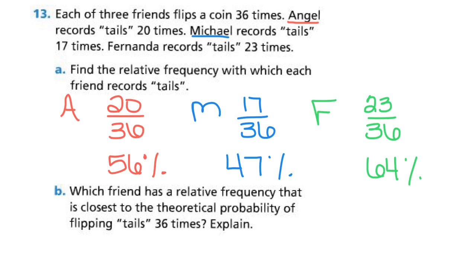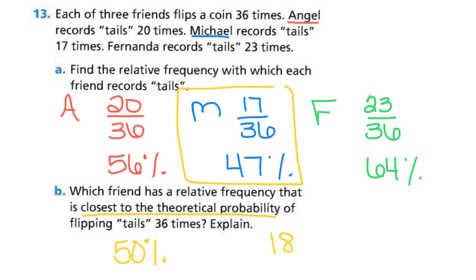Part B. Which friend has a relative frequency that is closest to the theoretical probability of flipping tails 36 times? Theoretically, you should get tails 50% of the time. A coin is a 50-50 shot. So Michael is the closest to 50%. He is only about 3% off. And with 36, 50% would only be 18 out of 36 times, and he got 17 of that.